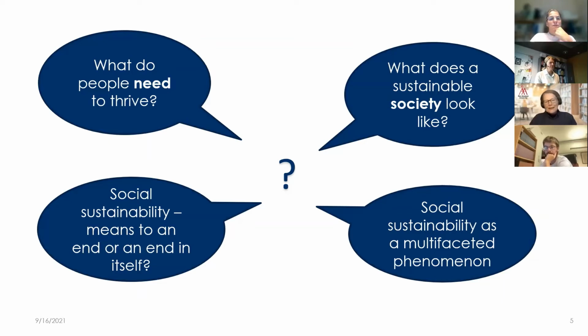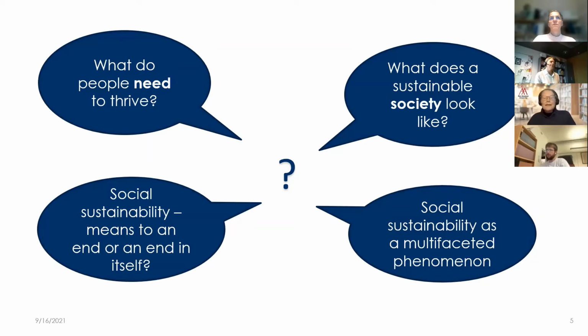Social sustainability and the definitions will be approached now from four different angles. First, from the human point of view, what do people need to thrive? How do we define social sustainability if we have in mind what do people need? The other approach is society. What does a sustainable society look like?